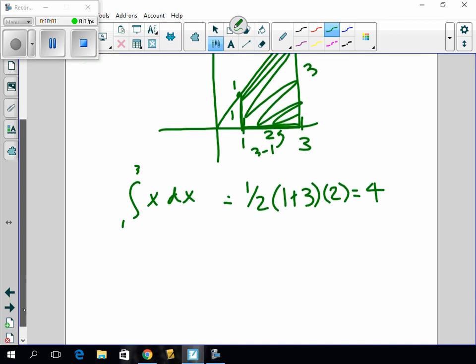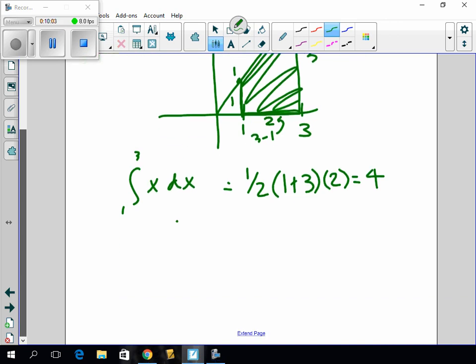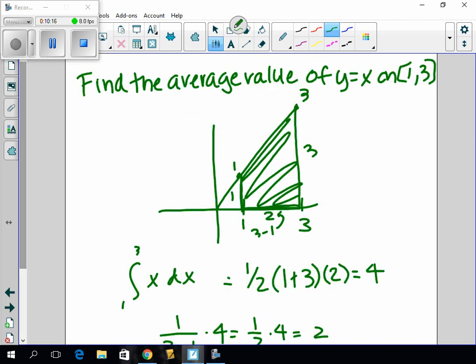So my area for a trapezoid is 1/2 times 1 plus 3 times 2, and that just ends up being 4. In order to find the average value, I want to take 1 over 3 minus 1 times 4. So here I get 1/2 times 4, and I get 2. And if I look up at my curve, at x equals 2, that y value is also 2. So the mean value theorem just guarantees that the average value of our function is on our graph within that interval. We're going to explore this more in class.